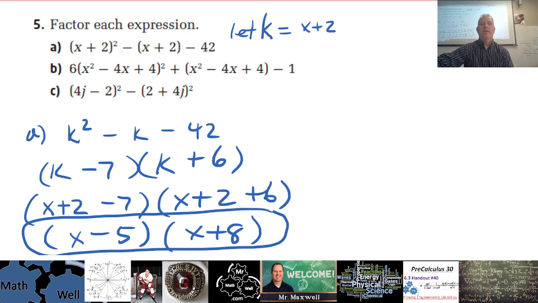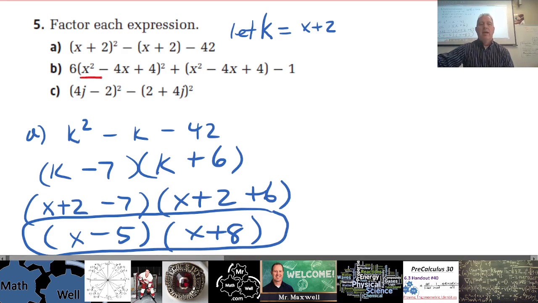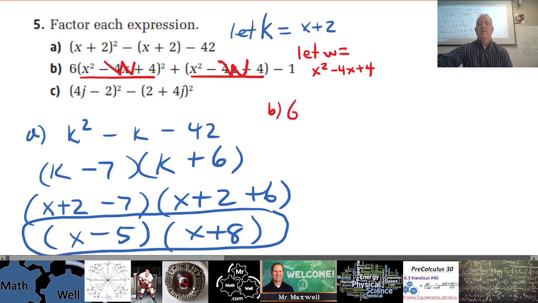Okay, everyone watch this. B is a little bit more involved, isn't it? Let's take a look at B. I have a trinomial here that I want to replace because this is like 6, let's use W again. 6W squared plus W minus 1. So let W equal X squared minus 4X plus 4. Now this might be a little bit of a longer question, I'm not sure. But I can rewrite this now as 6W squared plus W minus 1. I don't know if I'm going too fast for you on this, but hopefully you're catching on. I'll pause here.